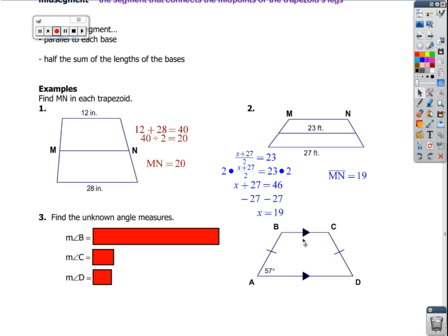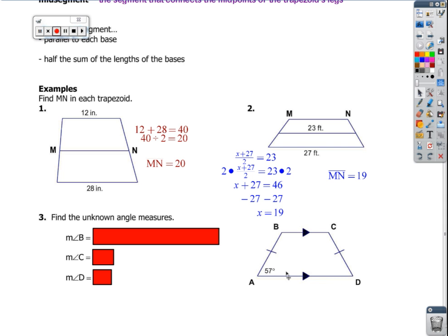Looking at isosceles trapezoid ABCD, I know it's isosceles because AB and CD, the legs, are congruent. I know that there's a pair of base angles down here that are congruent and a pair of base angles up here that are congruent. So angle A and angle D are congruent and angle B and angle C are congruent.